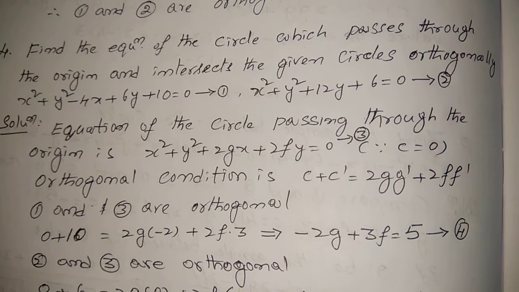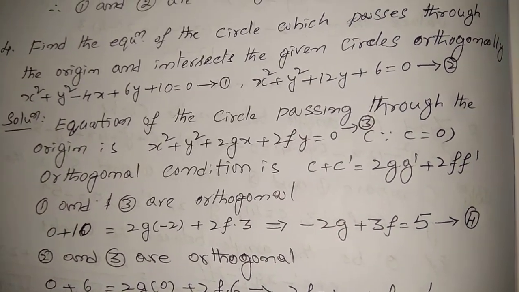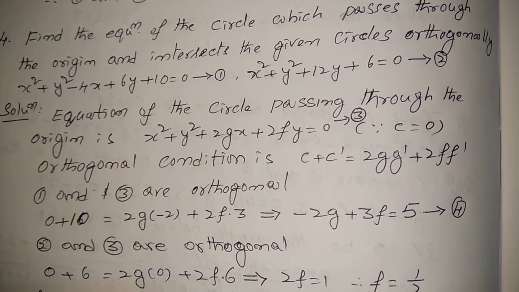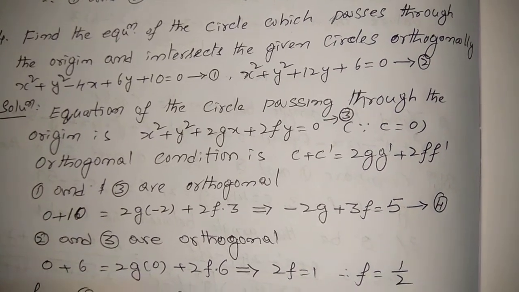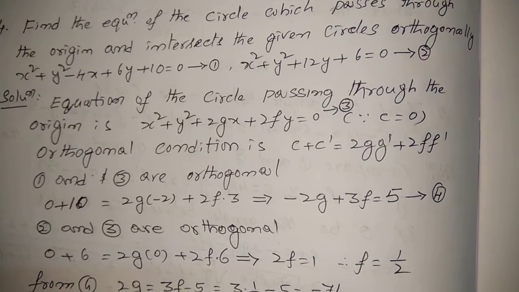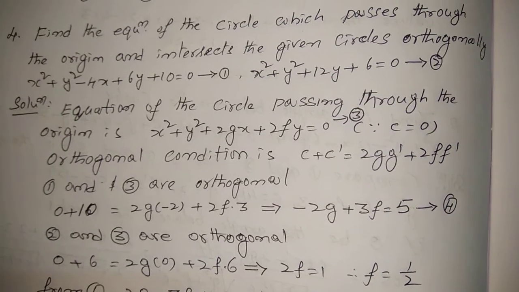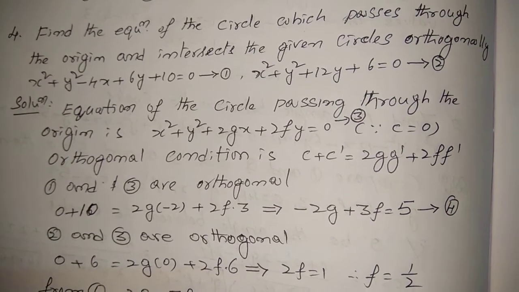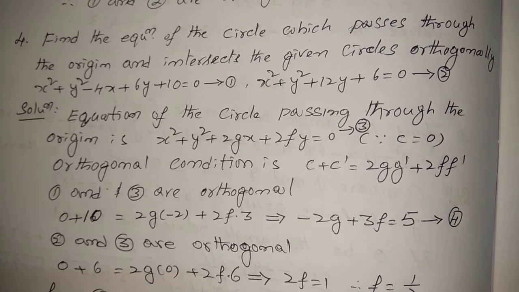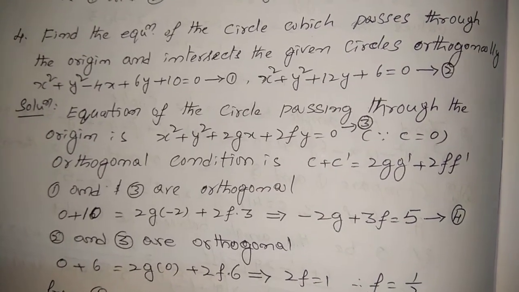Next, we know that S is equal to 0, S dash is equal to 0, the two circles intersect orthogonally. The condition is c plus c dash is equal to 2gg dash plus 2ff dash. Now, 1 and 3 are orthogonal. So, c plus c dash is equal to 0 plus 10 is equal to 2 into g into minus 2 plus 2 into f into 3. That implies minus 2g plus 3f is equal to 5, dividing both sides by 2. This is equation number 4.